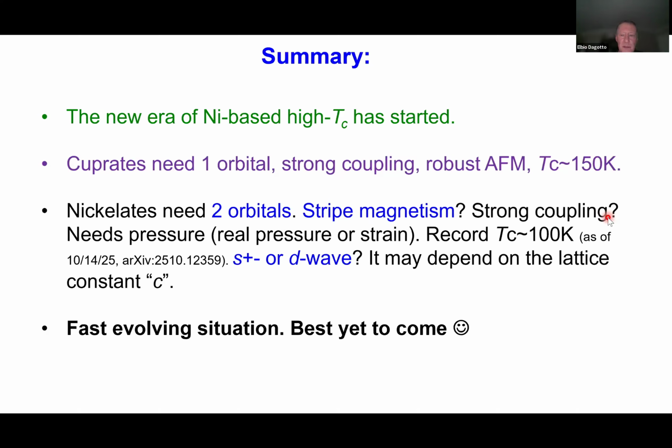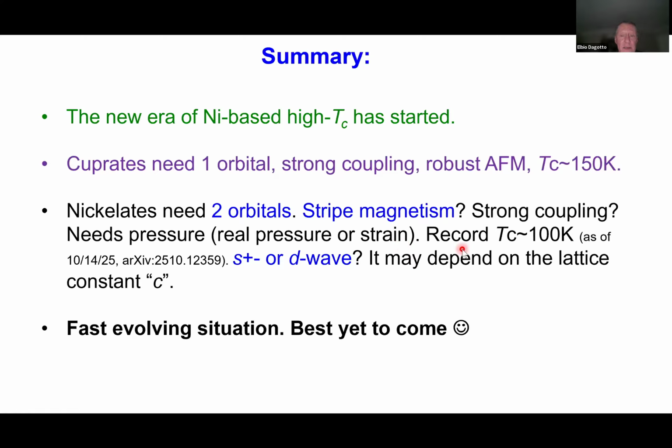Magnetism, because of the quality of the samples, is still not strongly manifested, so we don't know. So we cannot declare that this is strongly correlated. Calculations that claim to be able to estimate the Hubbard U place it in the same range as the bandwidth, so that would be sort of intermediate coupling. We need pressure, either real pressure or strain pressure.